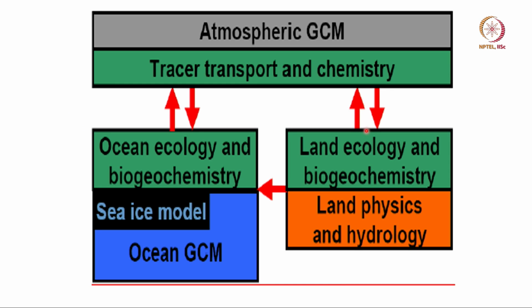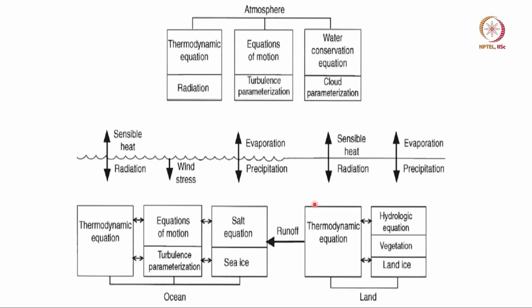Okay, so you have an atmospheric GCM, you have a chemistry model which transports carbon dioxide and other gases, and the ocean contains biogeochemistry and sea ice, and land contains land ecology, biogeochemistry, and physics that takes into account changes in land albedo, vegetation, hydrology, lakes, rivers, and so on. All these are coupled in these models.